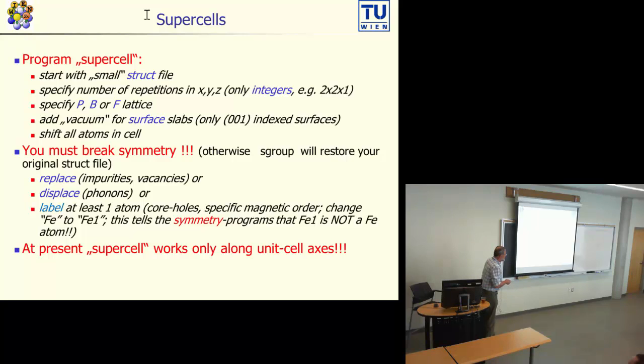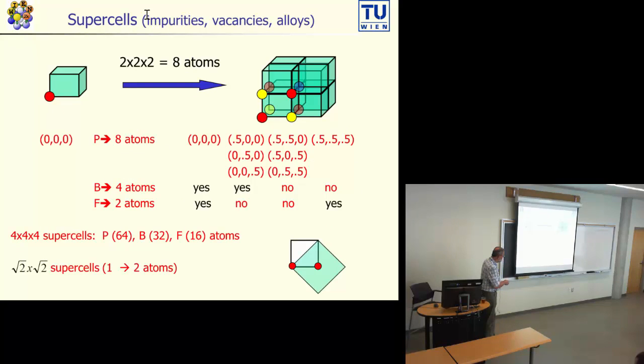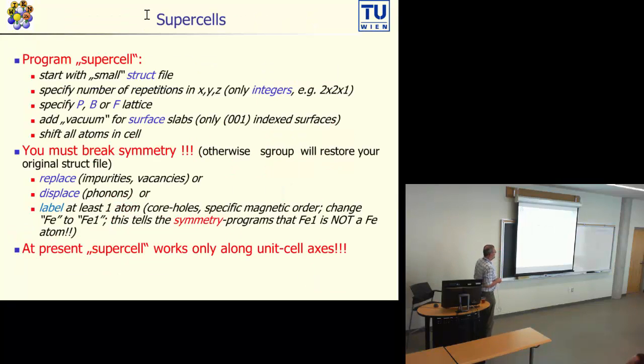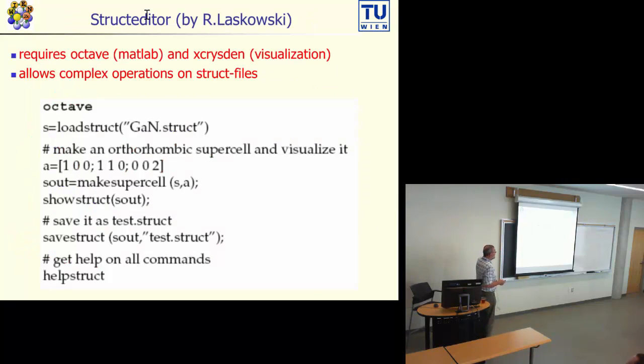Now, this supercell program has one limitation. That means it works only along the unit cell axis. So you cannot form what I presented here, this 2 by square root 2 supercell, but only cells with integer multiplicity.